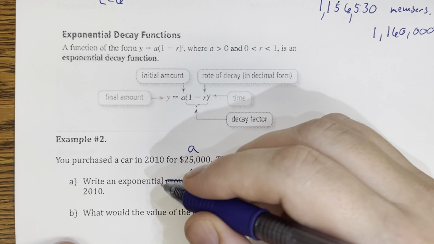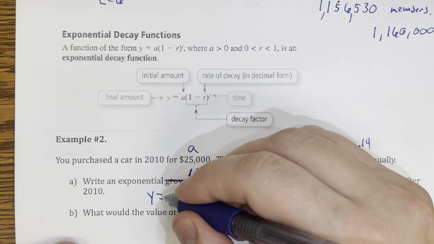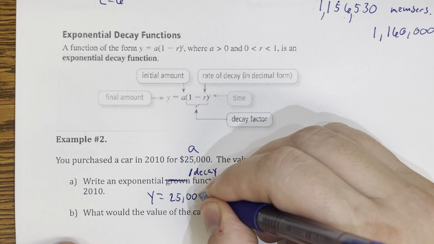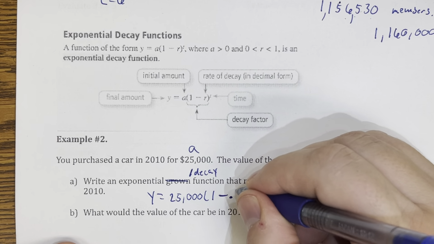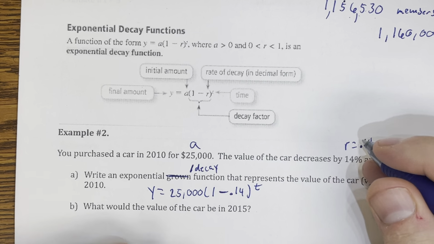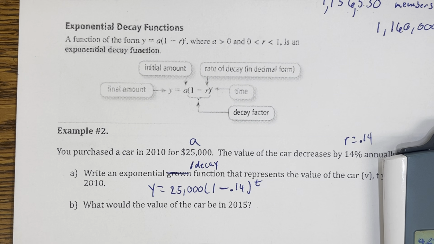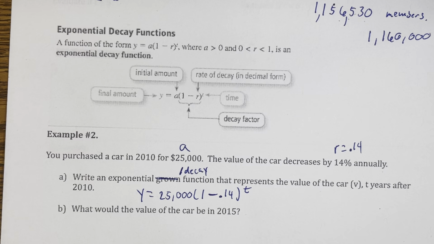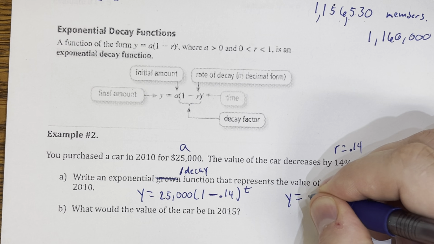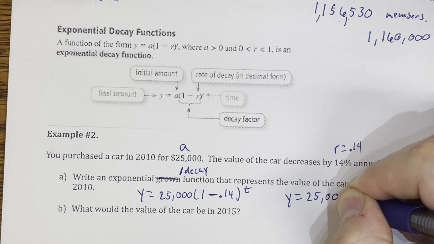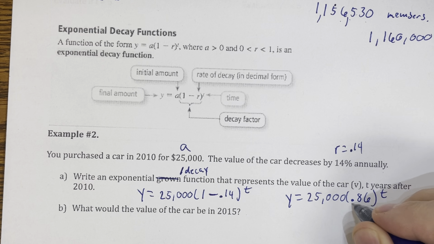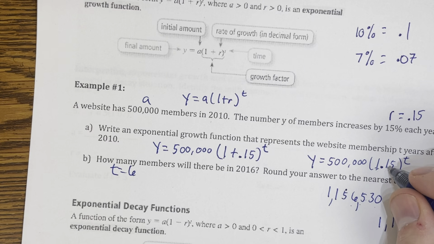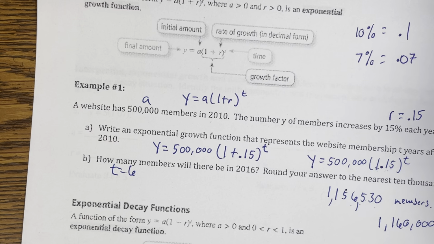All right. So y equals A, our initial amount, 25,000 times 1 minus 0.14 raised to the t. Now we can take 1 minus 0.14, and that's 0.86. So this number is less than 1. If less than 1 inside the parentheses, decay. Greater than 1 inside the parentheses, growth.